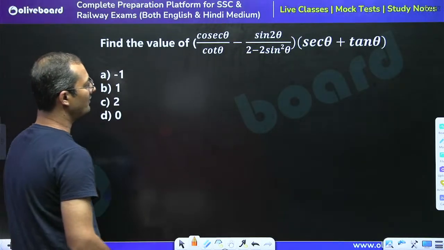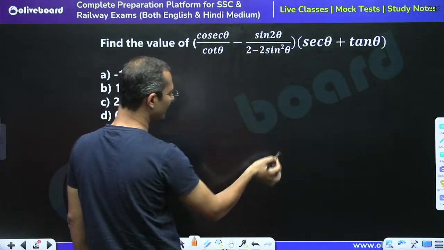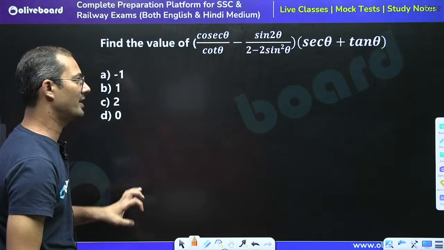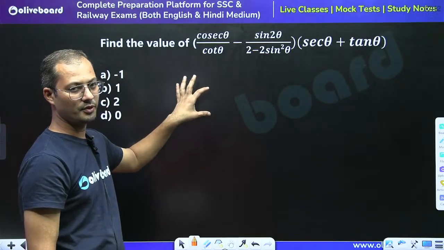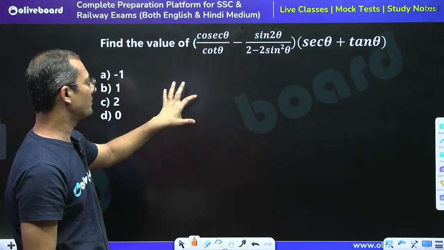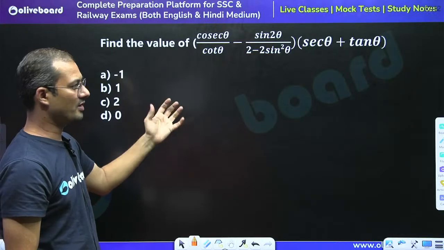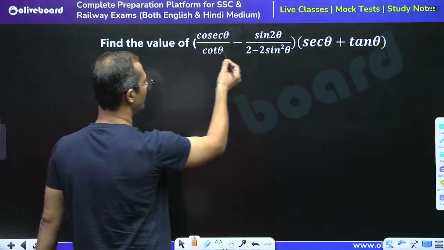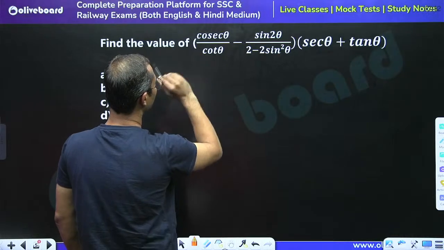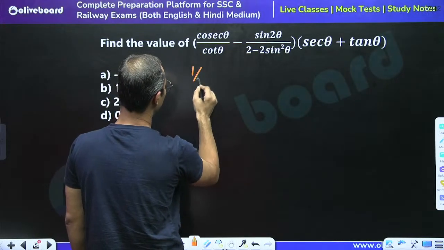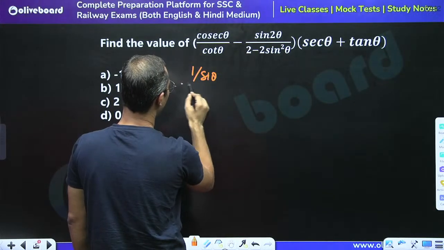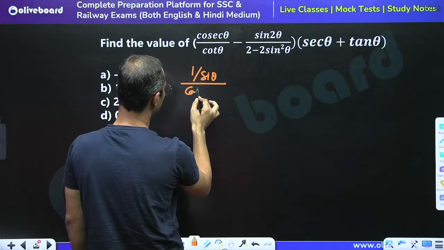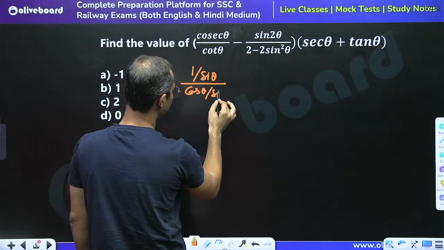See, what we can do, either we do it simply, or we can put any value, like 30 degree or 45 degree, and calculate it. If we know the basics, we can directly say that cosec theta is equal to 1 upon sin theta, right? And cot theta is cos theta divided by sin theta.